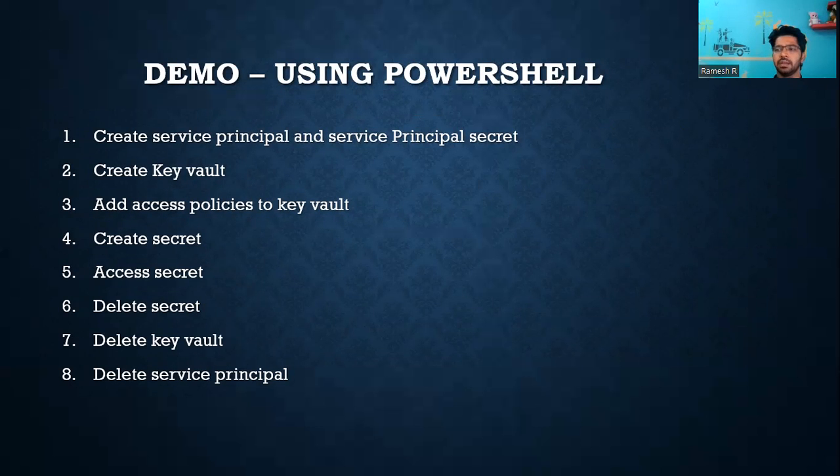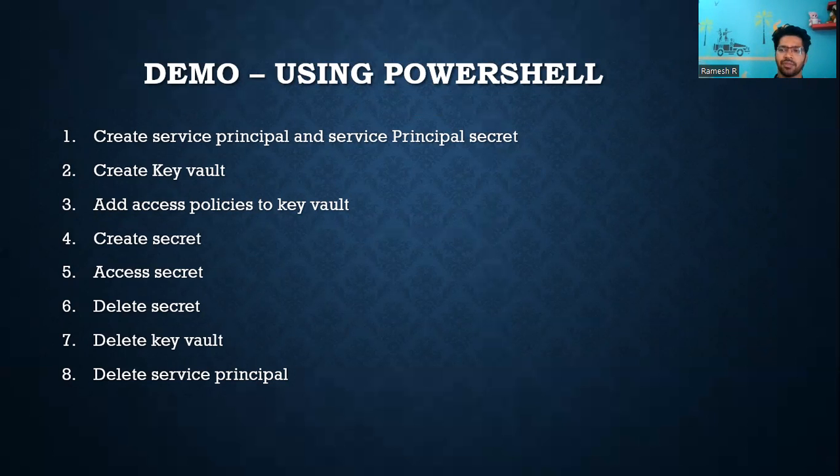We'll be creating a service principal and service principal secret, for accessing the KeyVault from PowerShell. Then we'll create a KeyVault, add access policies to the KeyVault, then create a secret, then access the secret. Then we're going to delete the secret, delete the KeyVault, then delete the service principal.